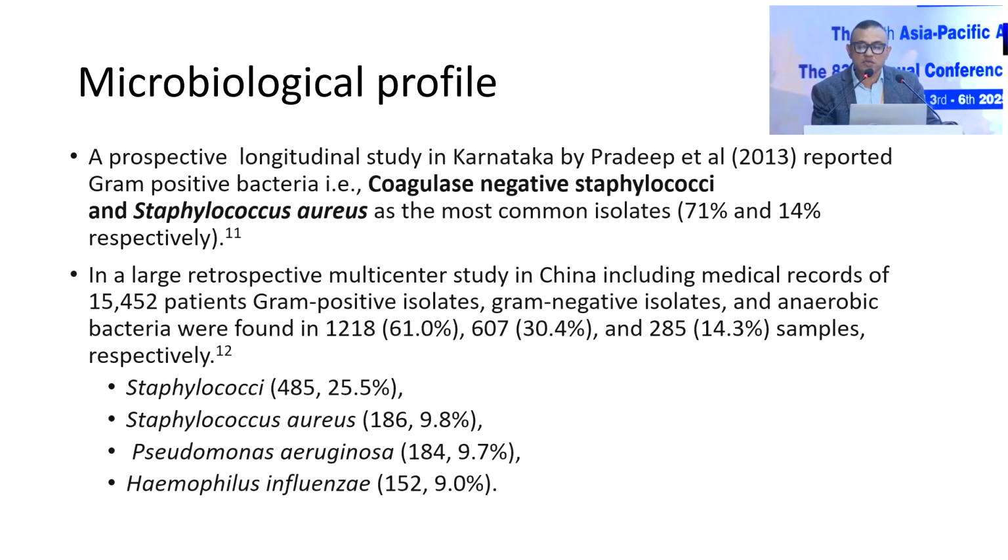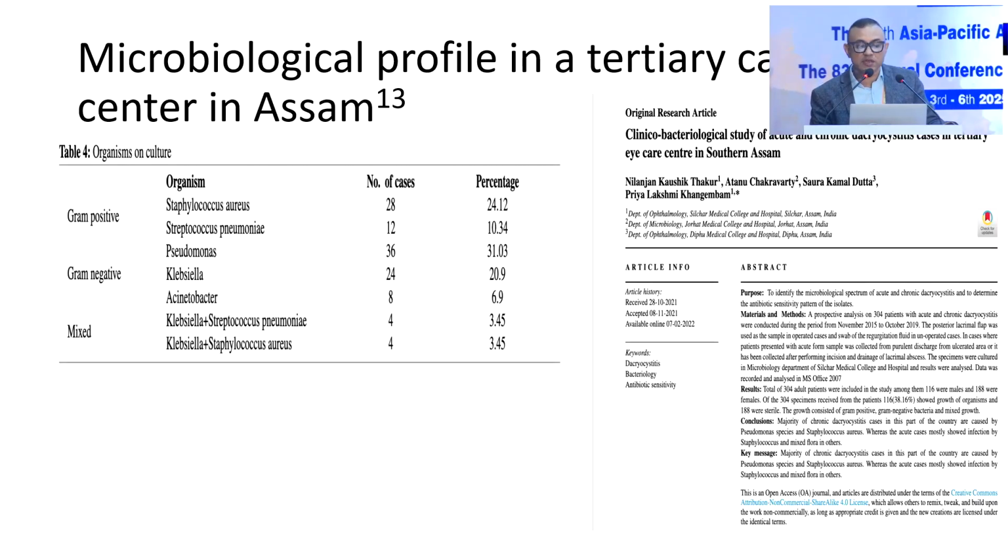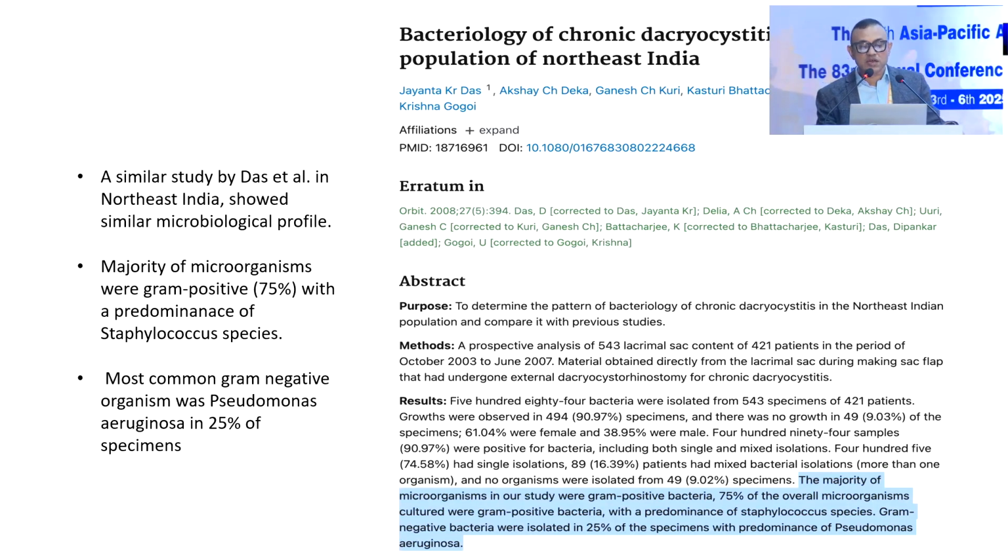Now coming to the microbiological profiling. This is a prospective study done in Karnataka, where they found that coagulase negative staphylococci and Staph aureus are the most common isolates. This is my own study which we did at Southern Assam, and we found that in chronic dacryocystitis, the main causative organisms were Staphylococcus aureus and Pseudomonas. But in acute dacryocystitis, we found Staphylococcus and mixed flora. A similar study was done by Jayanta Kumar Das et al. in Northeast India, showing a similar microbiological profile. That is, the majority was gram-positive Staphylococcus species and the gram-negative was Pseudomonas.